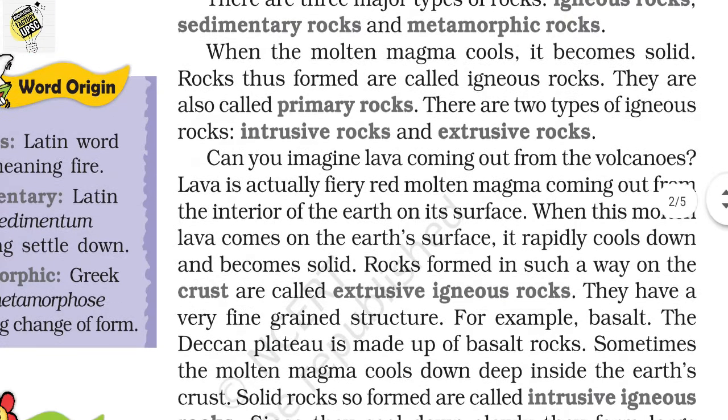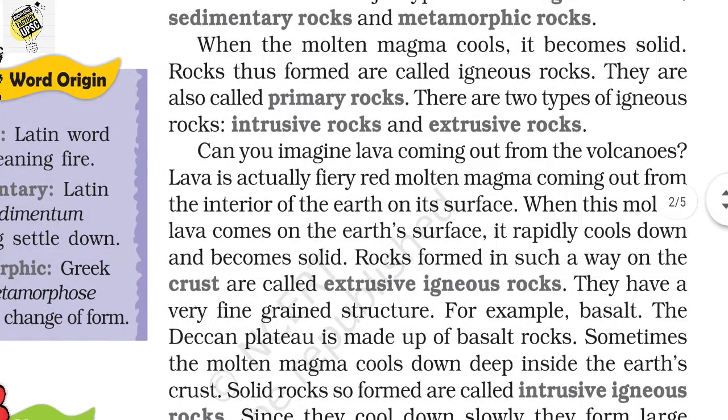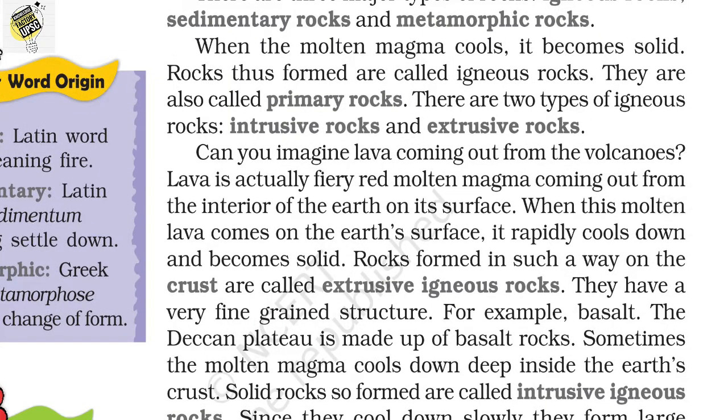Let's look at how these rocks are formed. When the molten magma cools, it becomes solid, and the rock thus formed is called igneous rock. They are also called primary rock, and there are two types of igneous rocks: intrusive rock and extrusive rock.